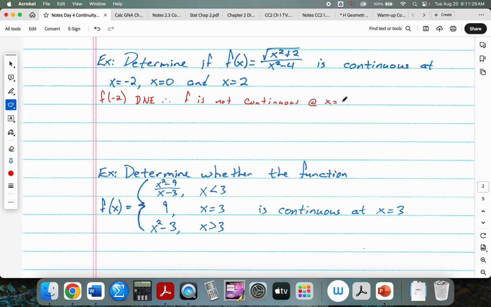at x equals -2. And we might as well do 2 at the same time because it's the same reason. f of 2 doesn't exist. Therefore, f is not continuous at x equals 2.